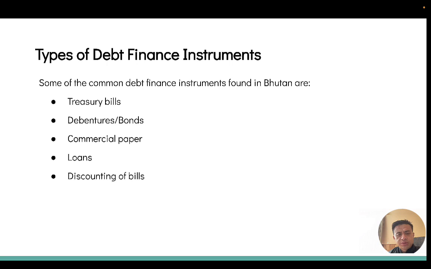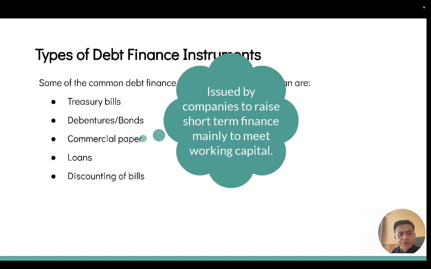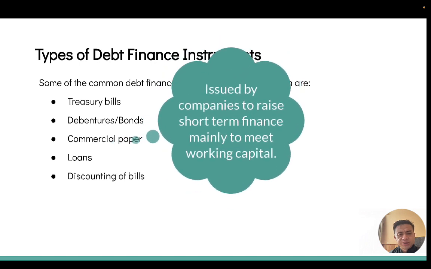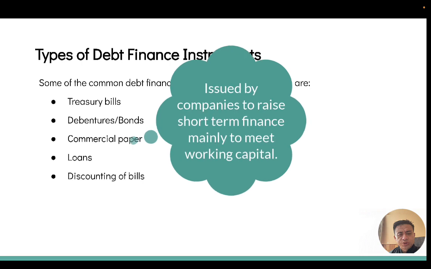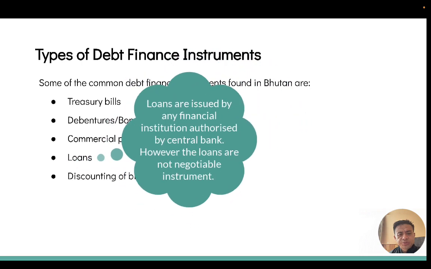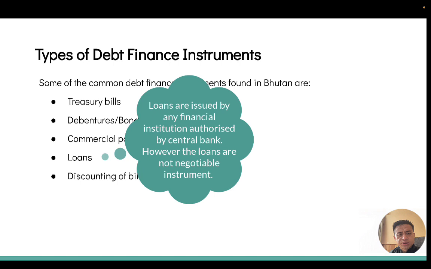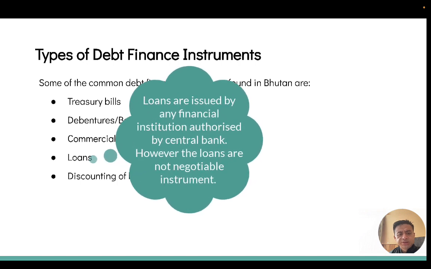In Bhutan, if you look at the Companies Act, instead of bonds, you will still find the term debentures. However, you must understand that debentures are insecure financial instruments and hardly will you find any debentures issued by companies. Commercial papers are issued by the companies to raise short-term finance, basically to meet their short-term working capital. Loans are issued by any financial institution in the country to raise long-term finance.